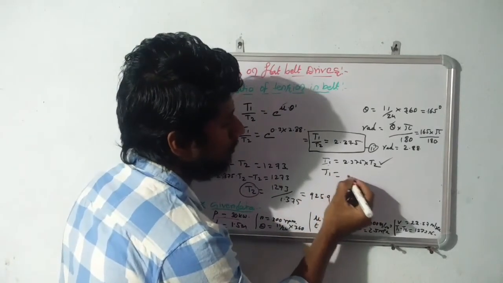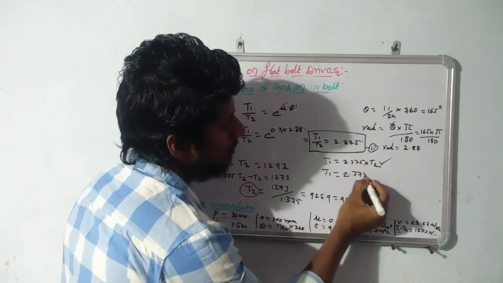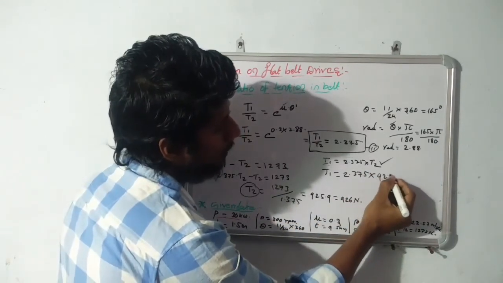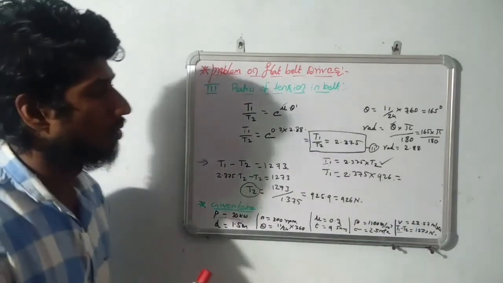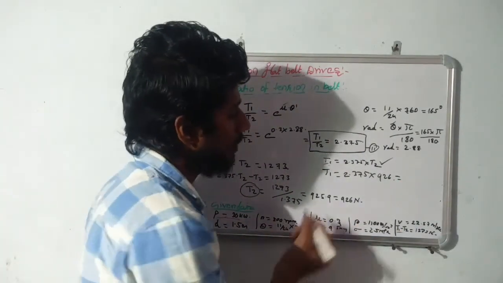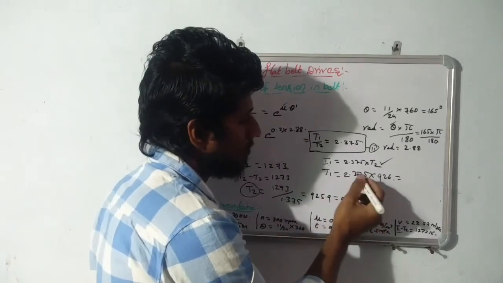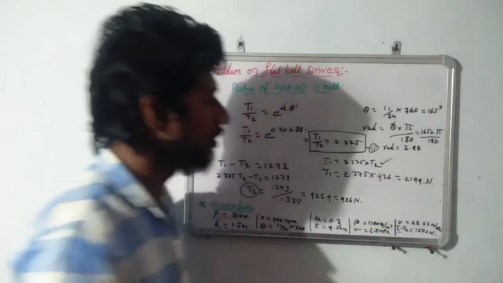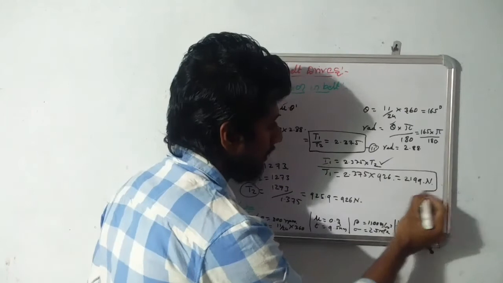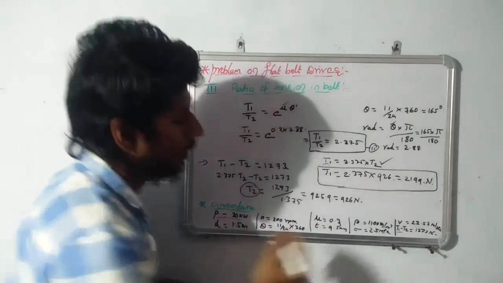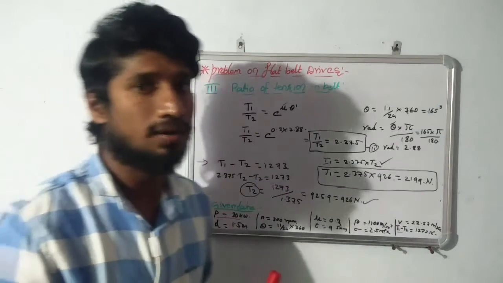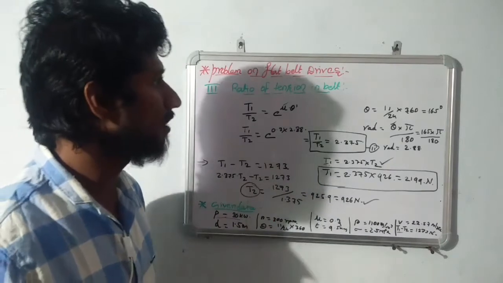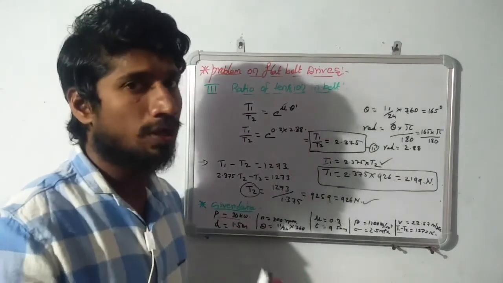So the T1 equal to 2.375 into, what is the T2? 926. Multiply this one, we get the value of T1 here, 2199 newtons. So this is about the tension in tight side of the belt, and this one is the tension in slack side of the belt. So this is about the ratio of tension in belt. Go to the next step.